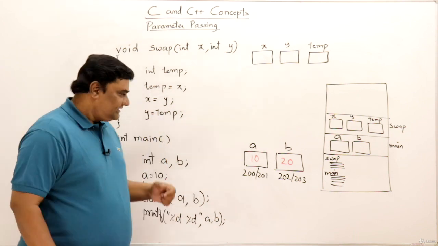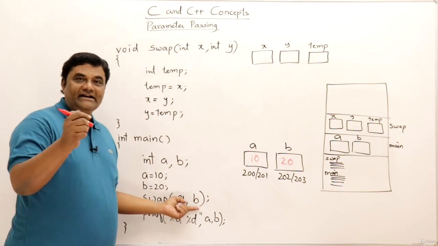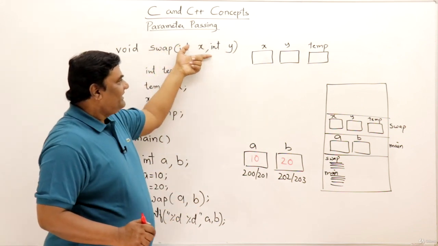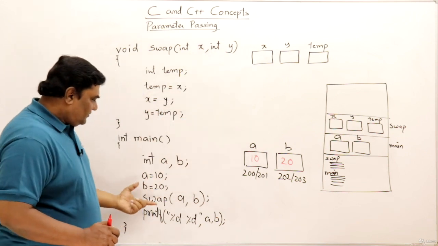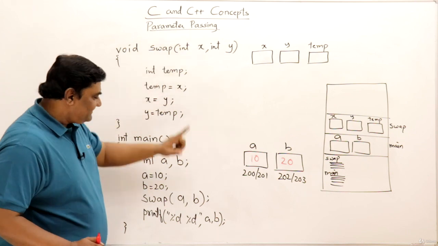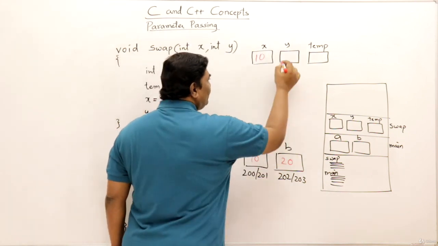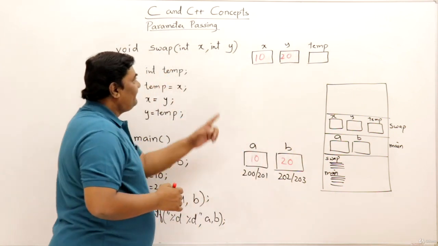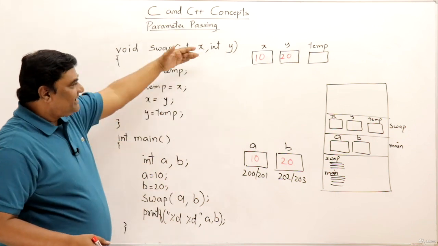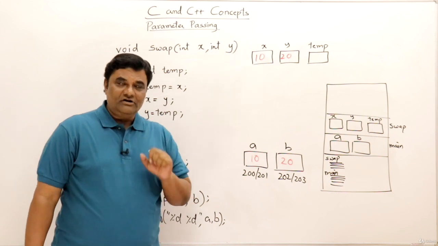Now call by value. See here, the main function is passing these parameters. These are actual parameters, and these are formal parameters x and y. What happens when the function is called? The value of a is copied in x and the value of b is copied in y. So 10 is copied here and 20 is copied here. The formal parameters are normal variables, so they will take the value of these parameters when the function is called.